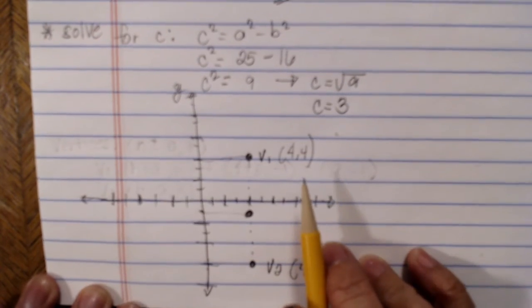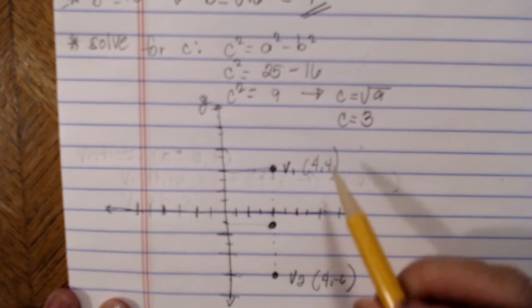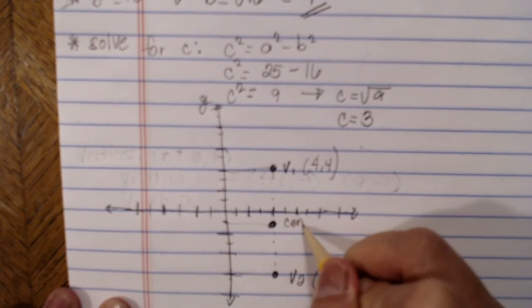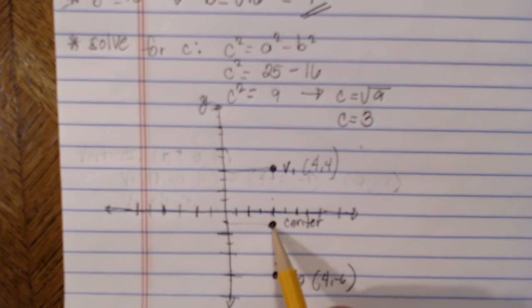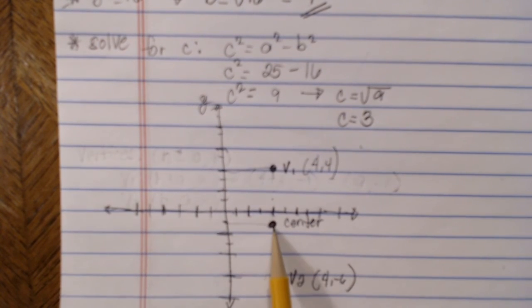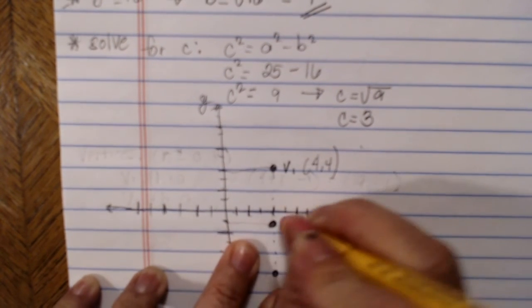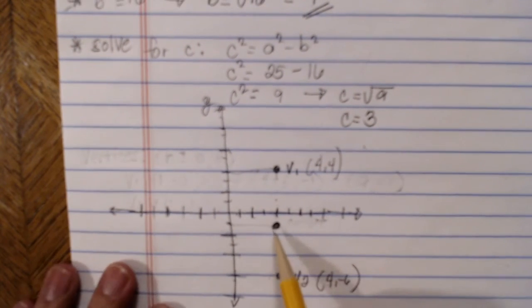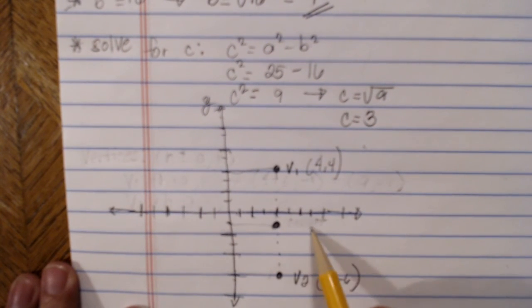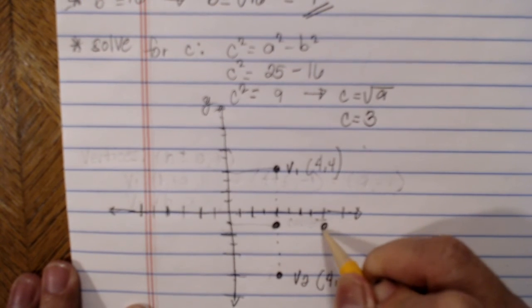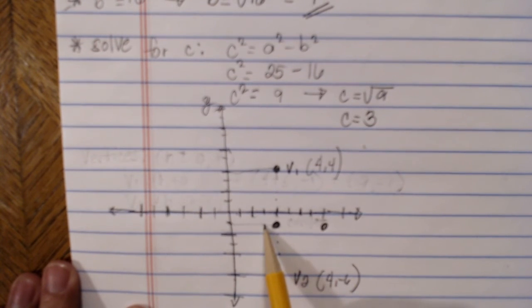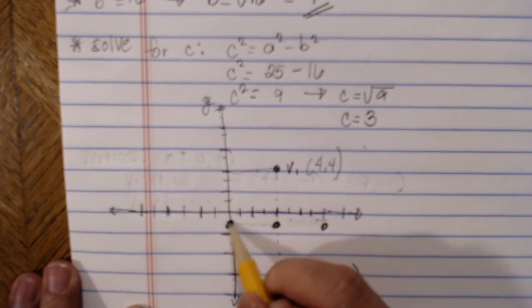And B, you know B is 4, and you know B is from the center, this is your center. From the center, because this is vertical, 4 units to the right and 4 units to the left. Okay, so I'm gonna count from here 4 units. 1, 2, 3, 4. So the other side, 1, 2, 3, 4. So it's right here also.